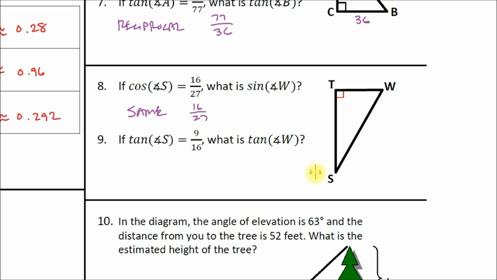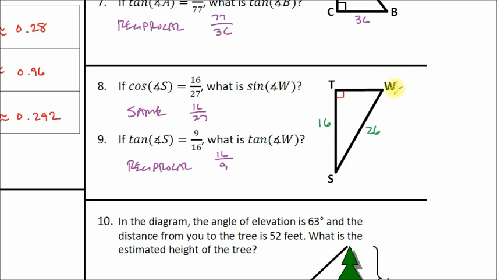And tangent of angle S and tangent of angle W, they are going to be reciprocal values. So 16 divided by 9. And again, if you want to check your thinking on that, just go ahead and label the sides. Cosine is adjacent over hypotenuse. That means the hypotenuse here is 26, and the adjacent side to angle S is 16.